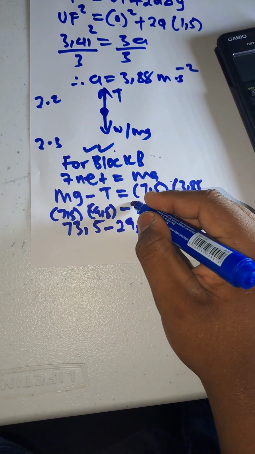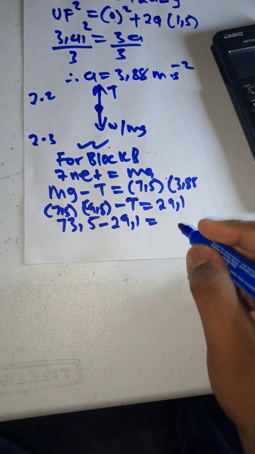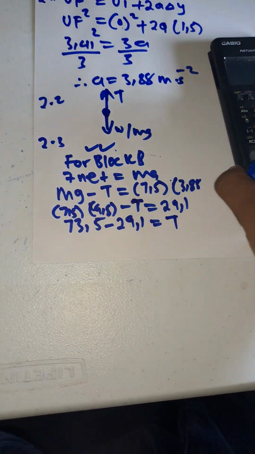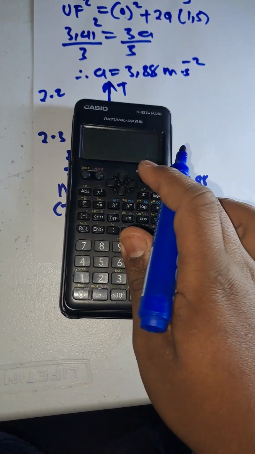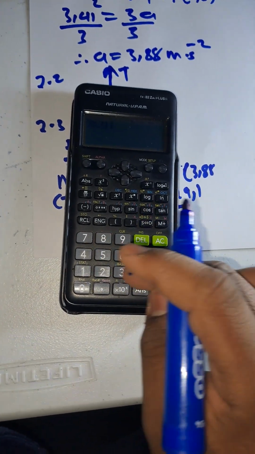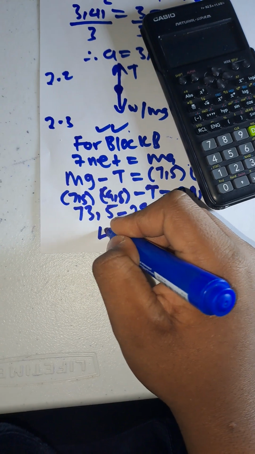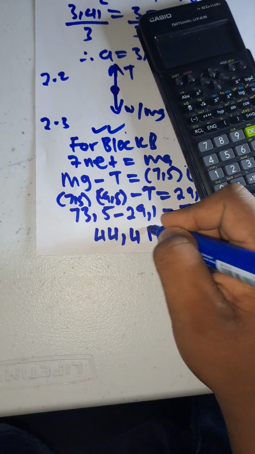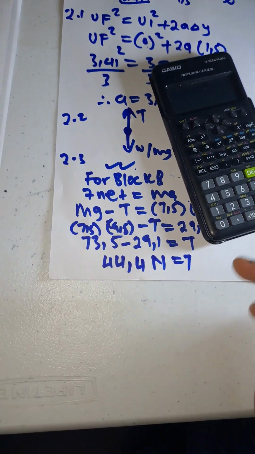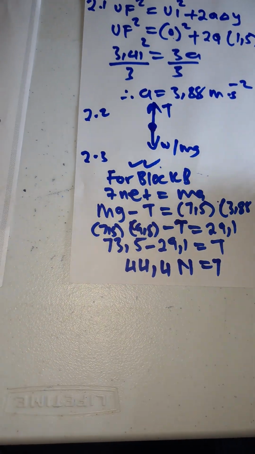Since my tension here was negative, when I take it to the other side, it will be T. Then now I can simply say 73.5 minus 29.1. What is my tension? 44.4 newtons is equal to the tension. But you are not done. They said they want the value of m.